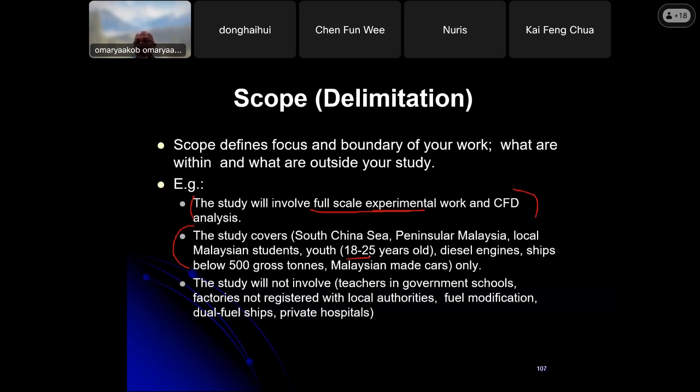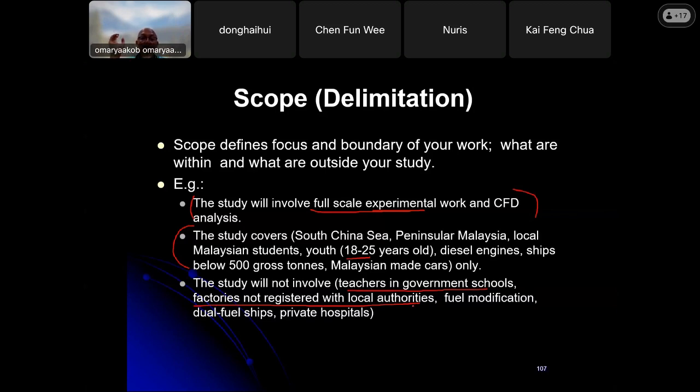So that's why I didn't mention anything about Chinese cars and Japanese cars and so on. Okay, so that's why it is important for you to declare from the beginning in chapter 1 the scope, your delimitation of your study. The other way of putting the delimitation is to say that the study will not involve. You will say that the study will not involve teachers in government school. Factories. I'm studying factories, but they say, why do you use only 90 factories, whereas there are 1,000 factories in Johor Bahru, 1,000 factories, you use 90, it's not representative.